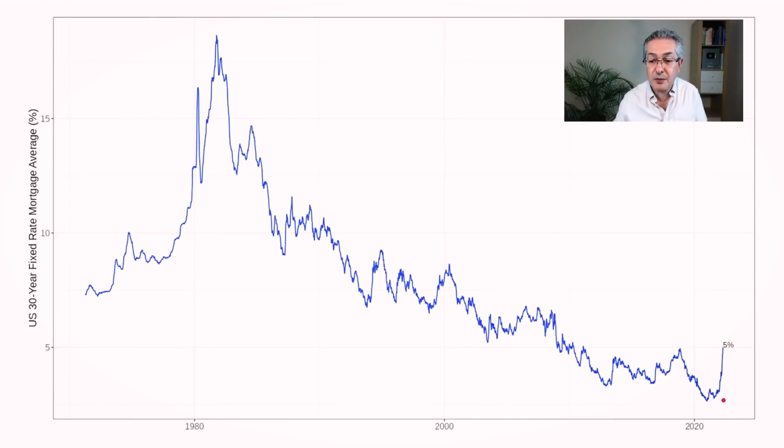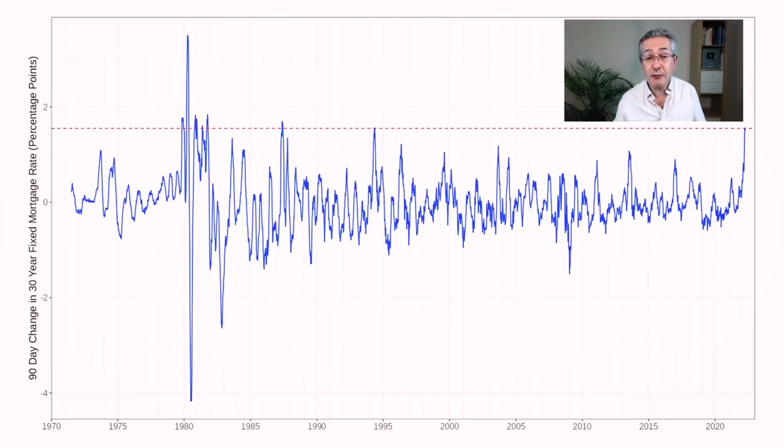But notice that it was at historic lows only a few months previously. Now, compared to the Volcker era in the late 80s, the actual interest rate still remains pretty low, but what's really shocking is the rate at which it's increasing. So for example, if we look at the 90-day change in that 30-year fixed rate, you can see at the moment it's rising very rapidly. In fact, the last time it rose this rapidly, which you can see easily with the dashed red line, was actually at the end of the Volcker period.